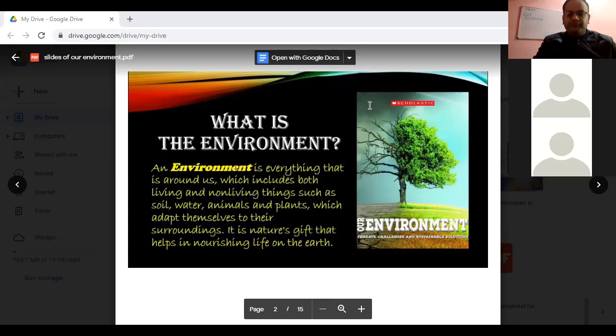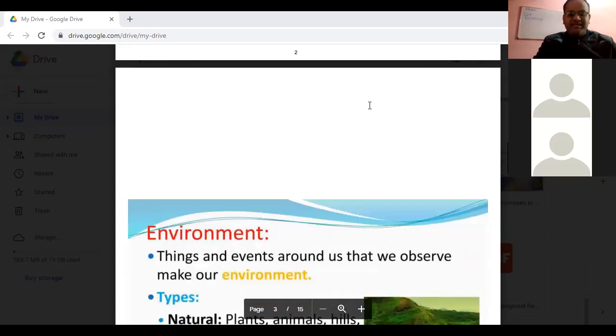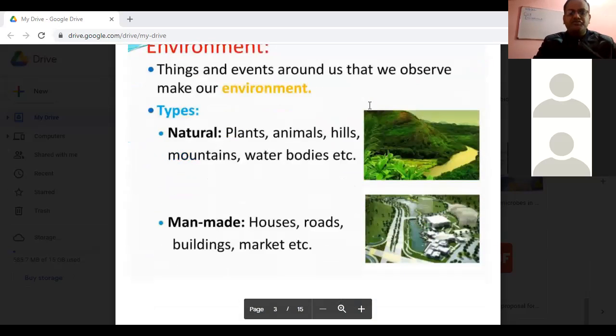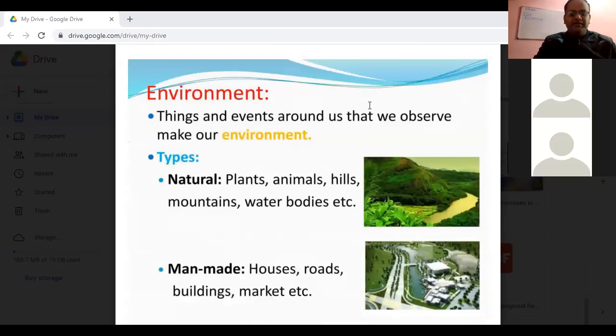So now, students, we are moving to our next slide. Types of environment. Again we are seeing in this slide that the things and events around us that we observe make our environment. There are some which are natural, made by nature, like plants, animals, hills, mountains, water bodies. These are gifted from nature. And second is man-made, that is houses, roads, buildings, markets, etc. So these are the man-made components of the environment.